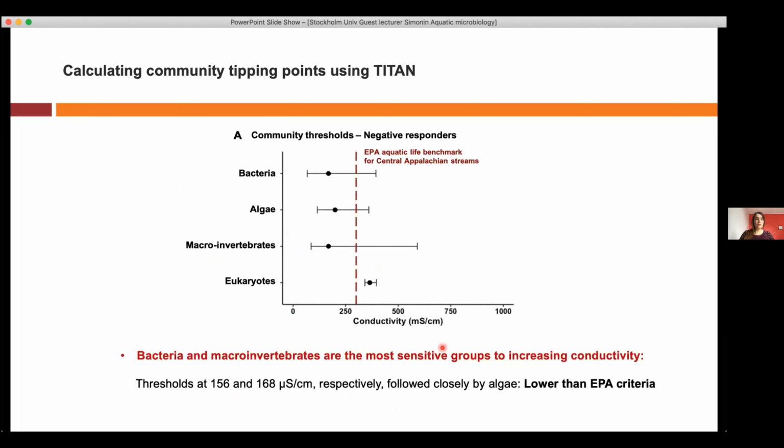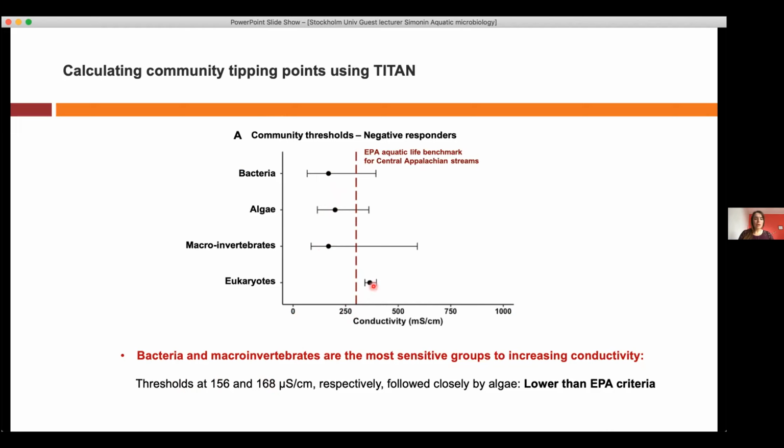If we aggregate all this information to the community level to look at community tipping points using TITAN, you see that we calculate those community thresholds for the different groups and compare them to the EPA reference at 300. What we found was that generally the bacteria, algae, or macroinvertebrate groups presented community tipping points closer to 150 or 170 microsiemens per centimeter. And there is a huge variance, but they generally have a lower threshold than 300.